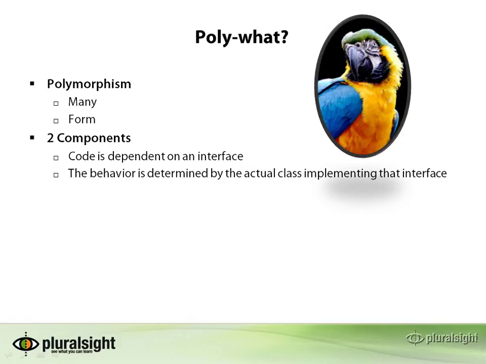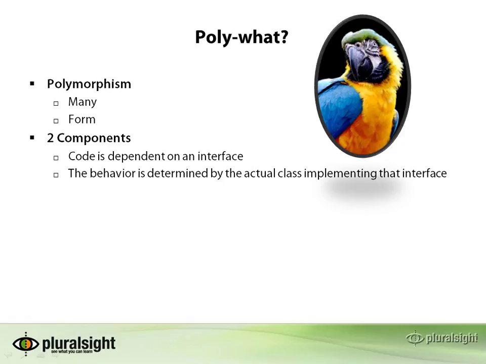There's 2 components to polymorphism. You have some code that's dependent on some kind of interface. And when I use the word interface here, I just mean some method of operating with it, some way that that code is being used or that class is being used. An interface for a class is simply just the methods that exist on that class. So you have some code that's dependent on some methods that exist in a class or some methods that are defined. And then the second component is that you have behavior of that code is determined by the actual class that's implementing that interface.